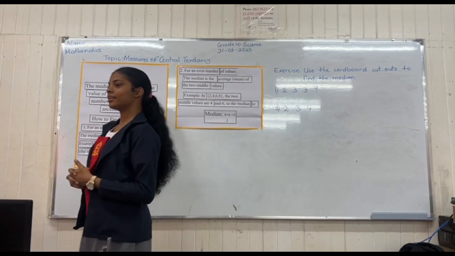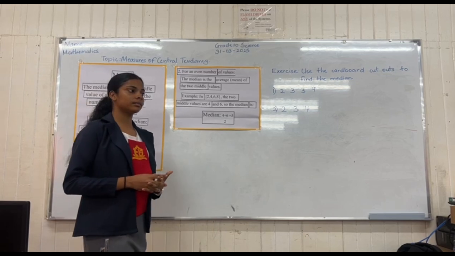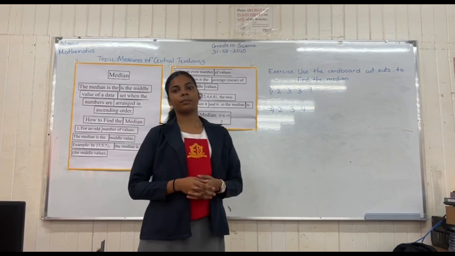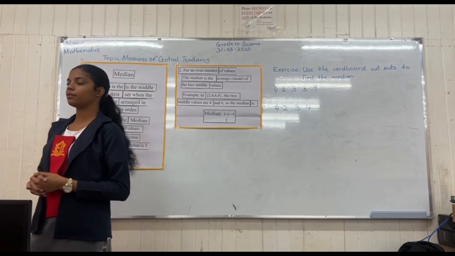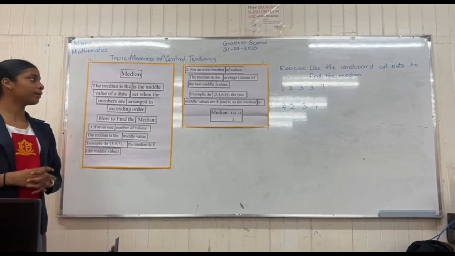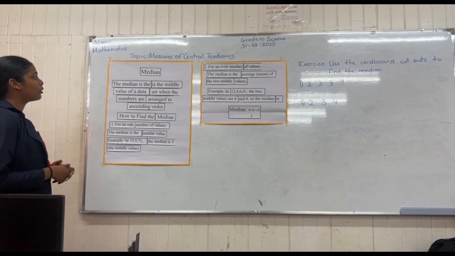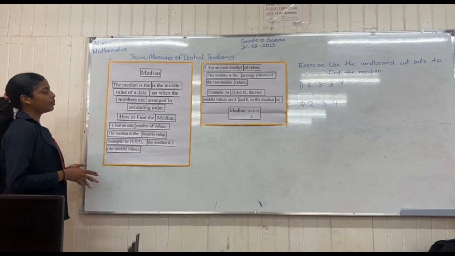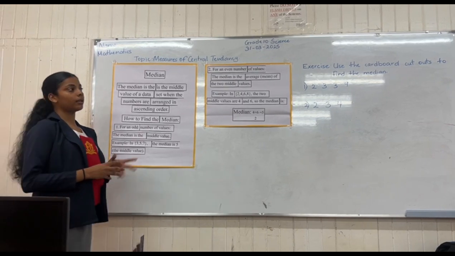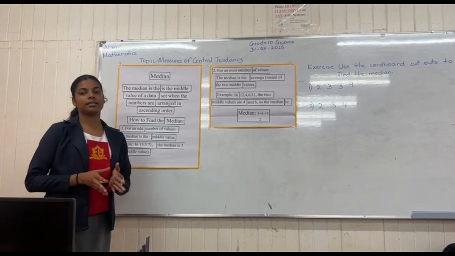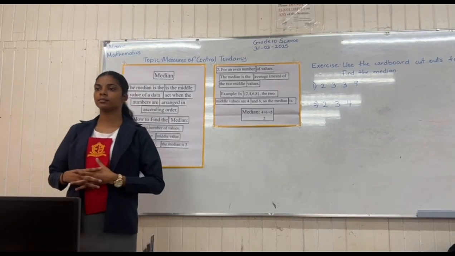That's correct, Nathaniel. It has to do with something in the middle. Any other? Yes. List of numbers. That is correct. So first we will look at the definition on the board and we'll read together. The median is the middle value of a data set when the numbers are arranged in ascending order. So they say when the numbers are arranged in ascending order. Anyone know what ascending order means?